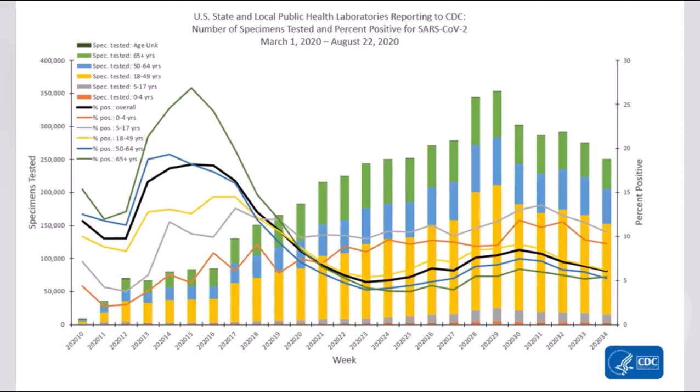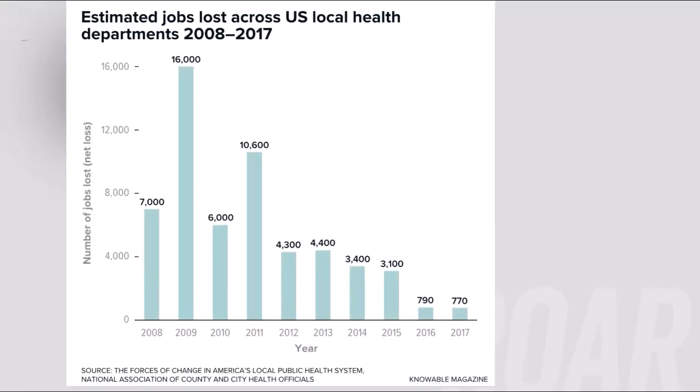Here we see an example of a graph of U.S. state and local public health laboratories reporting to the CDC the number of specimens tested and percent positive for the SARS-CoV-2 virus, with periods of March 1st, 2020 to August 22nd, 2020. Another example of a graphical representation: estimated job loss across the U.S.